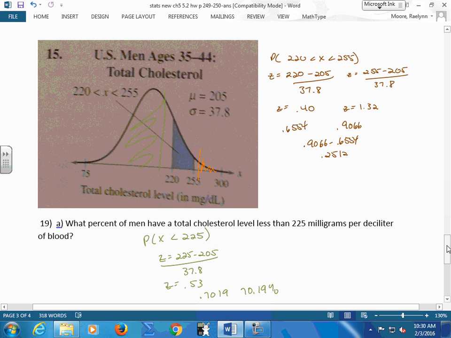Okay. Again, they took this off of a graph. You're going to do the same thing. Find your z-score. What percent have less than 225? So, again, you have to set that up separately because they didn't use the same numbers. Find out the percentage less than 225. Now, 225, here's your mean. 225 is above your mean, so to the left is a big chunk of area.